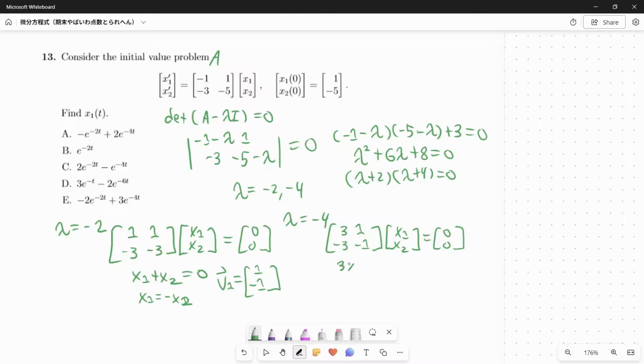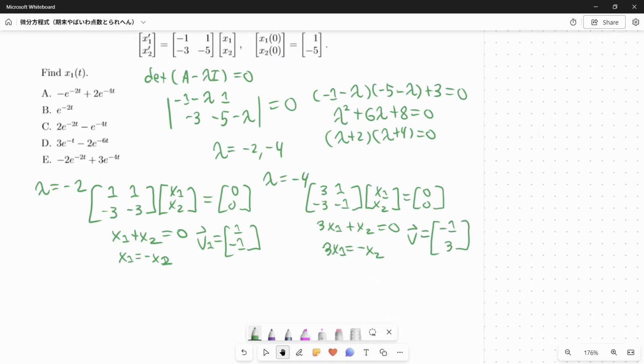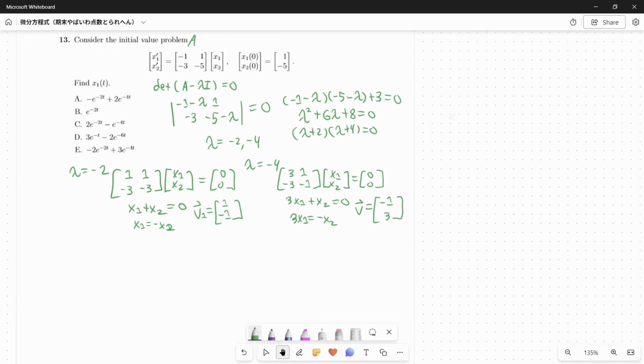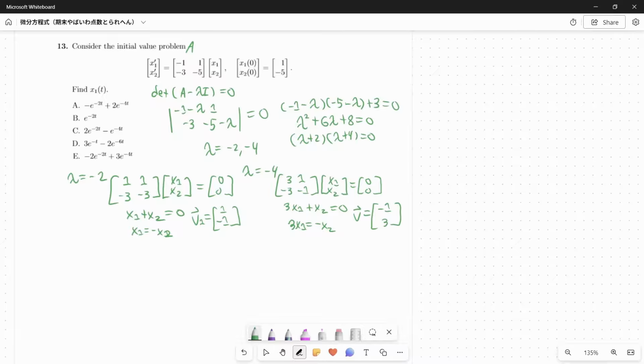You should end up with 3 x sub 1 plus x sub 2 is equal to 0, which we can simplify to 3 x sub 1 is equal to negative x sub 2, and then come up with a corresponding eigenvector where I'm just going to pick the opposite numbers for x sub 1 and x sub 2. So I'll say negative 1 and 3, like this, because those are the most simple numbers I can think of. And so now from here, we can come up with our general solution.